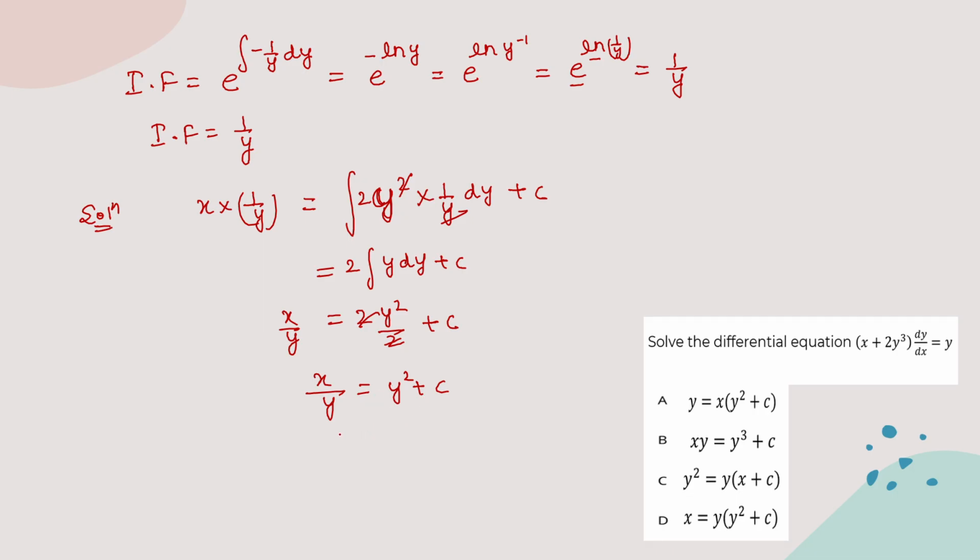Okay. So we can say that it will become simply x is equal to y into (y² + c), and that is our final answer for this question. So according to it, this fourth option is correct, D option. Okay, is that clear, or is there any doubt?